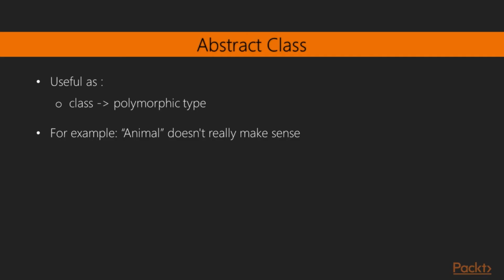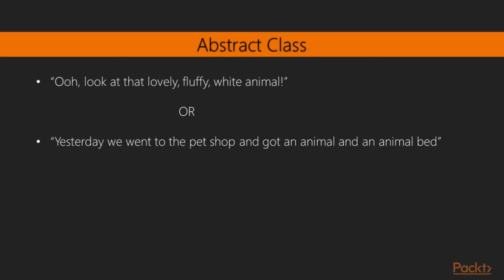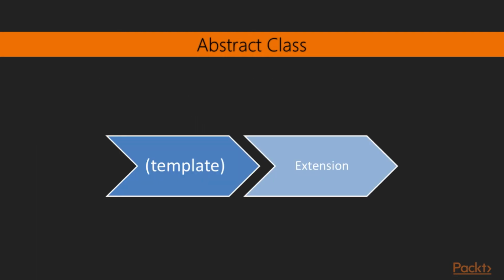Abstract classes are also useful because sometimes we want a class that can be used as a polymorphic type, but we need to guarantee it can never be used as an object. For example, animal doesn't really make sense on its own. We don't talk about animals, we talk about types of animal. We don't say, oh, look at that lovely fluffy white animal, or yesterday we went to the pet shop and got an animal and an animal bed. It's just too, well, abstract. So, an abstract class is kind of like a template to be used by any class that extends it, inherits from it.